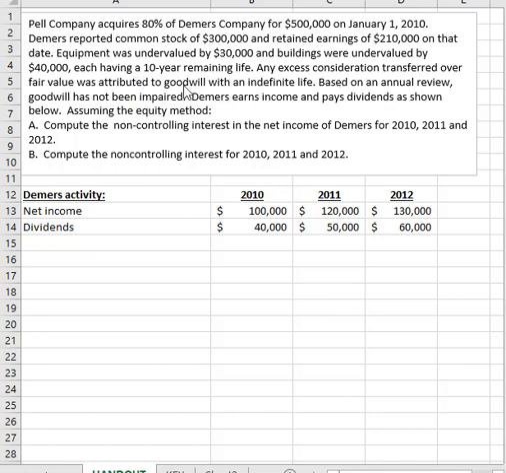And then anything above that is attributed to goodwill with an indefinite life. Okay, and so goodwill's not been impaired, and we've got 3 years of earnings and dividends from this subsidiary. And what they want to know is, what is the non-controlling interest in the income of Demers for these years? Okay, so we've got the net income of the subsidiary, but we must remove from that the depreciation on the excess of fair value minus book value of the asset. So we have to take this 30,000 that was undervalued and the 40,000, that's 70,000 divided by 10. So we've got to take 7,000 away.